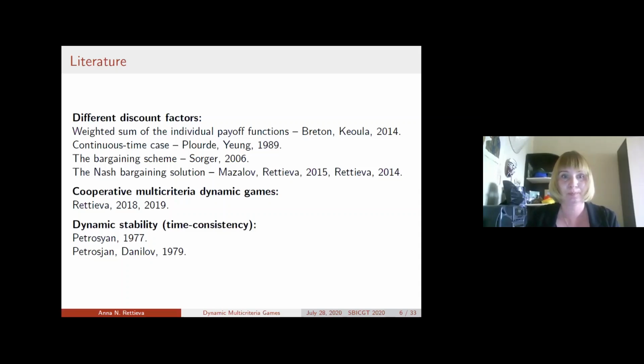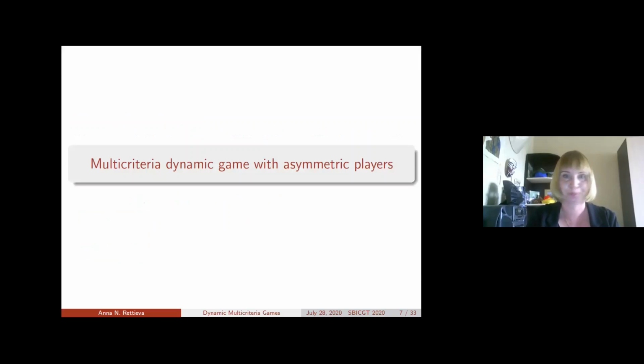And moreover, it's very important to maintain the cooperation, especially in ecological problems. And that's why we will adopt here the concept of dynamic stability or time consistency. And we will present the time consistent payoff distribution procedure. So I will start with the model.